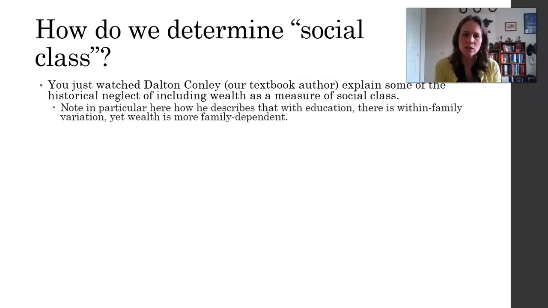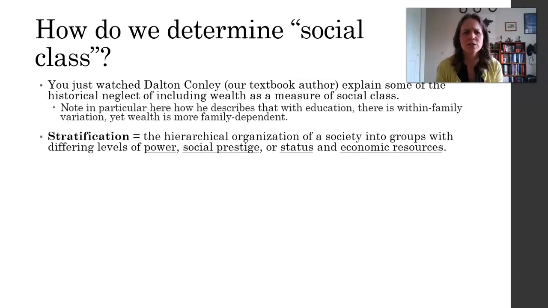But an interesting point that Conley brings up here is that with education, there's a lot of within family variation. With a set of siblings, if one sibling goes to college and another does not, they can really have different outcomes because education makes such a big difference. But in terms of wealth, wealth is pretty similar within a family. That wealth is carried on from generation to generation.